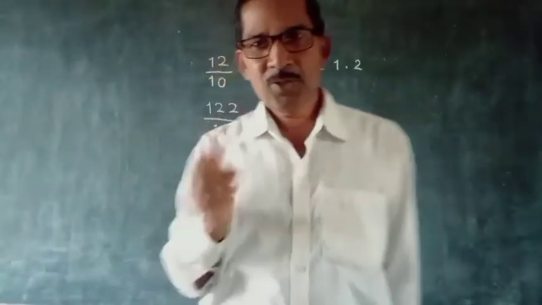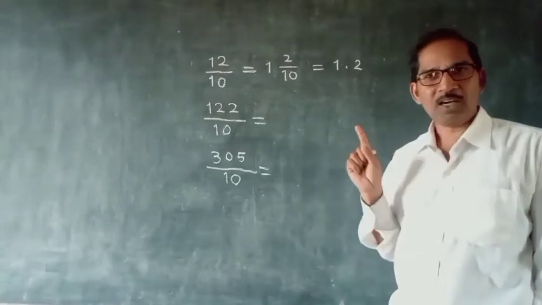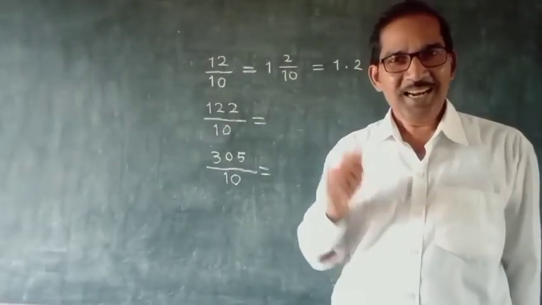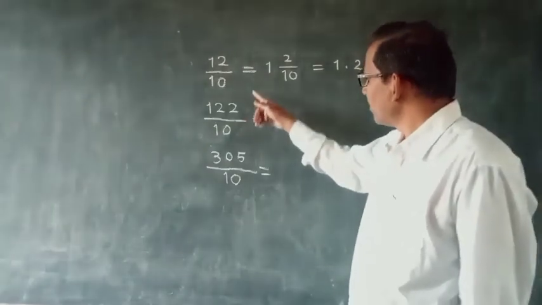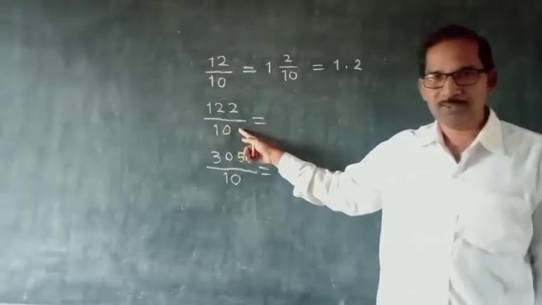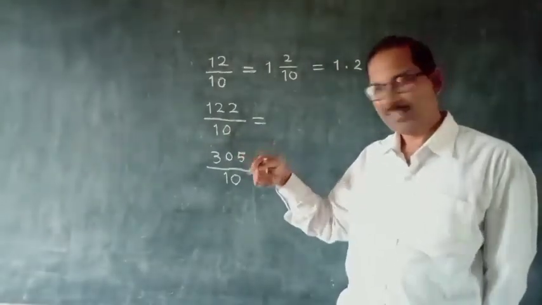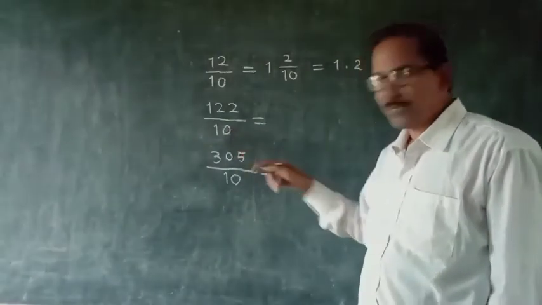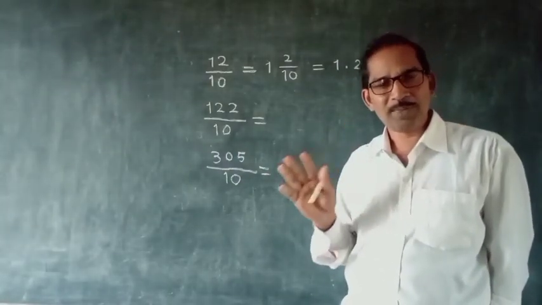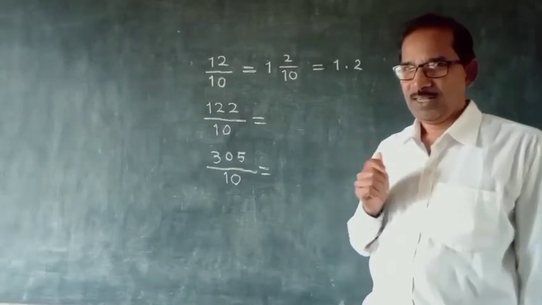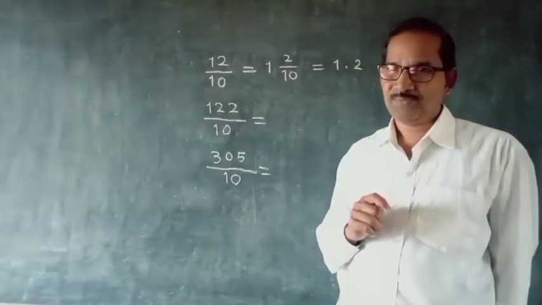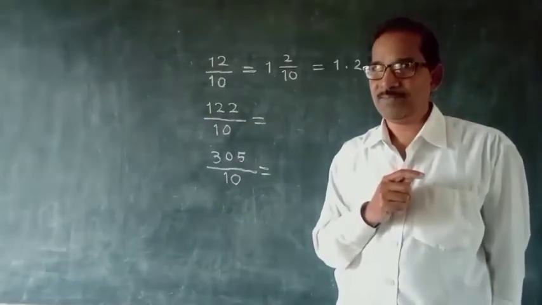I am giving you some tips on how you can convert a fraction into a decimal so easily. And this is, you see, here 10 has only 1 zero. You see, only 1 zero. If the denominator is 10 or a multiple of 10, the number of zeros it contains is what matters.